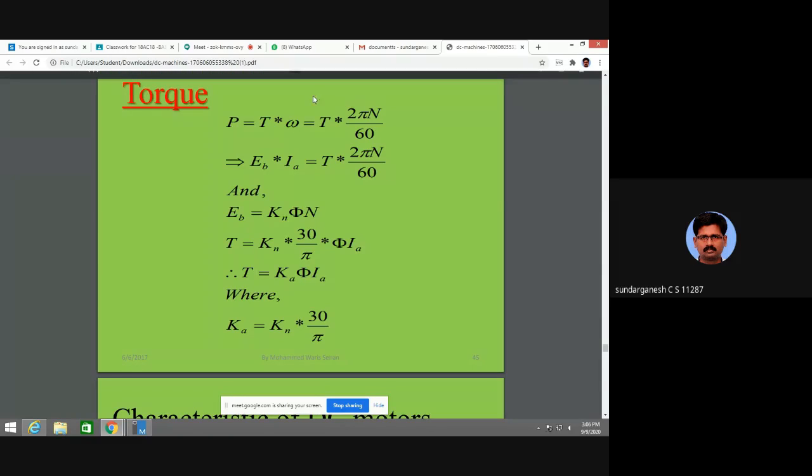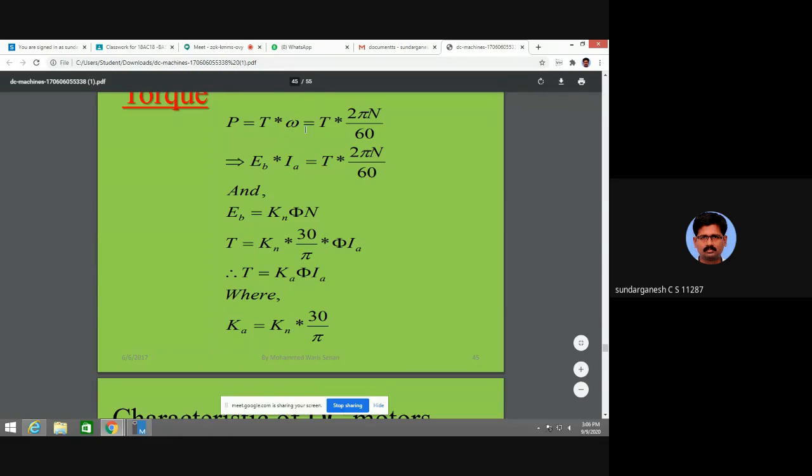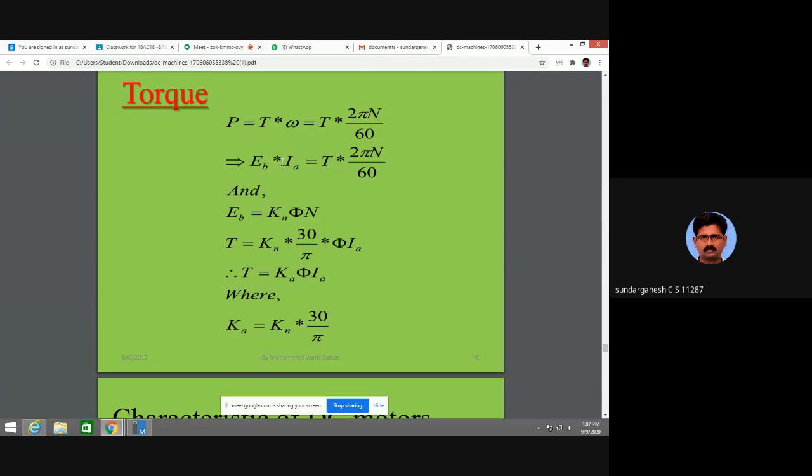So these are related to mechanical. Power equals torque into angular velocity, T into omega, which can be written as 2πN by 60. From the electrical point of view, power equals back EMF into armature current. I already told that back EMF is converted into mechanical energy. So back EMF from the electrical point of view is Eb, and the current is the armature current. So Eb into Ia is electrical power. Torque into 2πN by 60 is mechanical power. So we are equating these two.